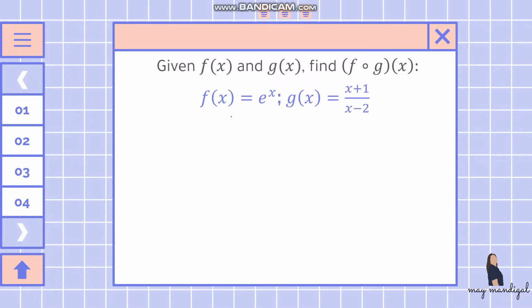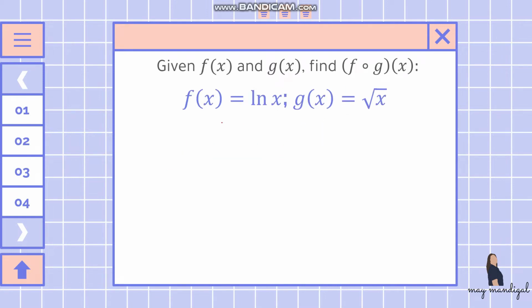Another example, let's say we have e raised to x, and then g of x, which is x plus 1 all over x minus 2. If we do the composition of functions again, we have e raised to, so instead of x, we replace it with x plus 1 all over x minus 2. So that is now the function.